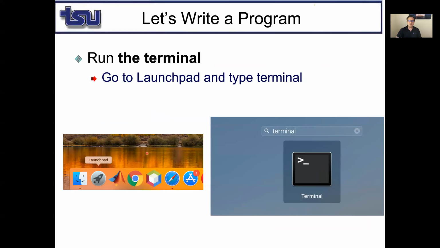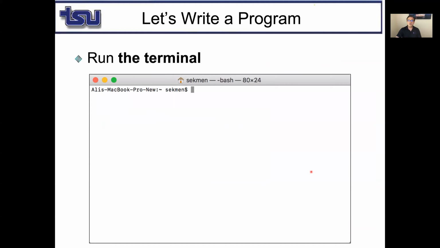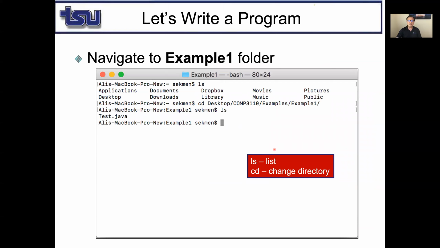Then I'm going to go to Launchpad and type terminal. I'm going to bring up my terminal app. Here is the terminal app. The terminal app is the app that we use to bring up the command line interface in the Mac operating system. And in the command line interface, if I type ls, ls stands for list. It is going to list all the folders under user segment. That tilde here refers to the current user of the computer. In this case, that's segment. And segment has subfolders, Desktop, Downloads, and so on.